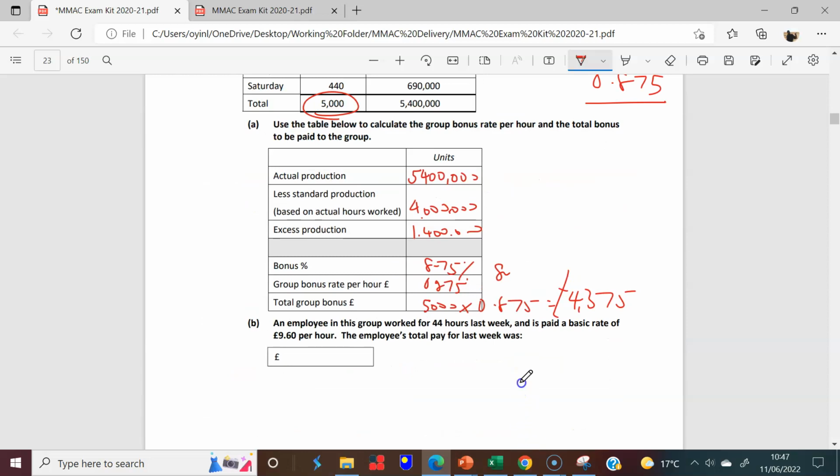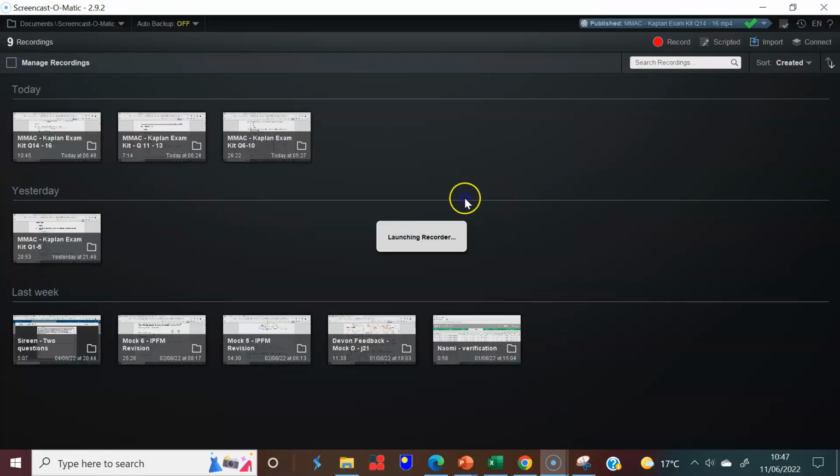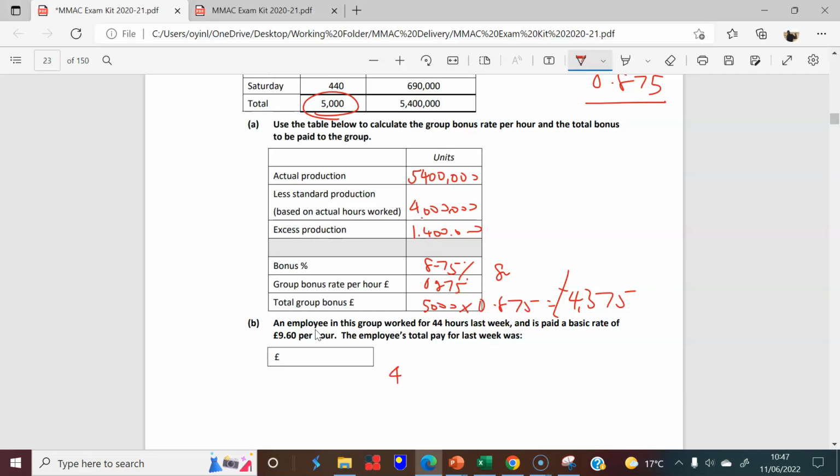So it says here, therefore, a second, let me just pause this so I can read the question and see what I was working with. It says here that an employee works 44 hours last week and is paid a basic rate of £9.60 an hour. So they're going to get that, and they're also going to get the bonus, of course, 44 hours at 0.875. It is 0.875 an hour of bonus. So let's add all those up together.